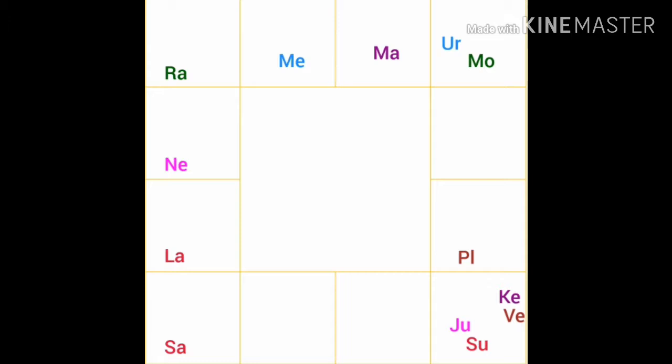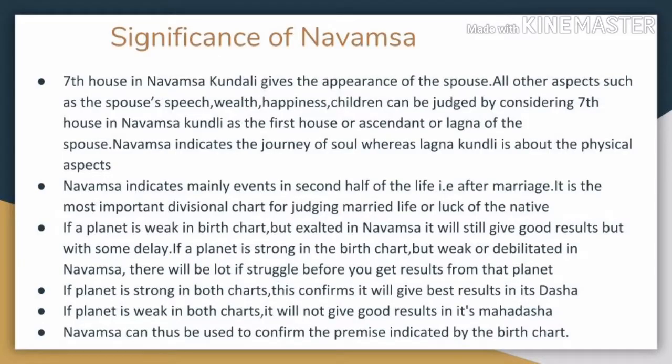Now, what exactly is the significance of this Navamsa Kundali? Navamsa is the ninth division of the main chart or the lagna chart. Okay, that is, every house is divided into 9 equal divisions. Now, what is the significance of this Navamsa? So, Navamsa is used to judge your spouse. Okay, it is also used to judge the married life.